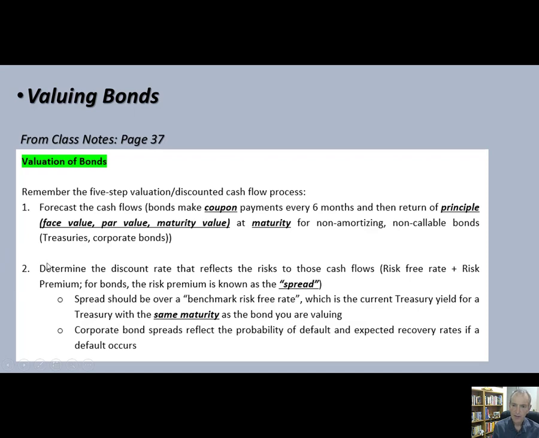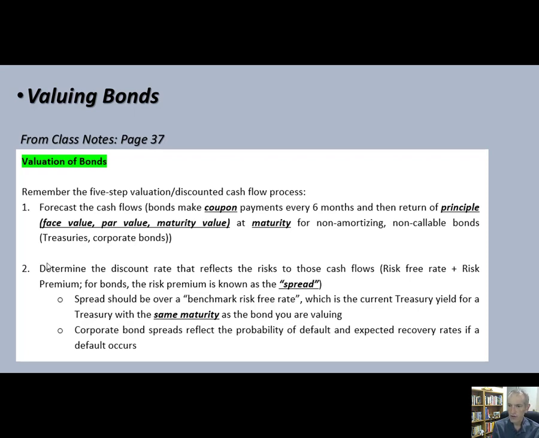The second thing we have to do is determine the discount rate. Well, for a bond, it's the same thing with any other asset. It's the risk-free rate plus a risk premium. For bonds, we refer to that risk premium as the spread. We talked about spreads before on exam 1. You talk about spreads widening and narrowing. Lower quality bonds have wider spreads. High quality bonds have narrower spreads. Treasuries, by definition, have no spread because they are the risk-free asset. So they just give you the risk-free rate.